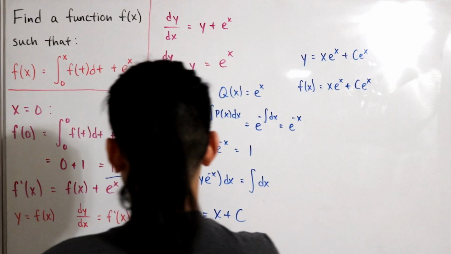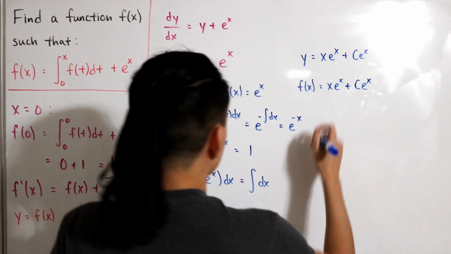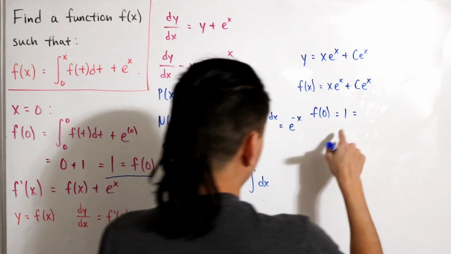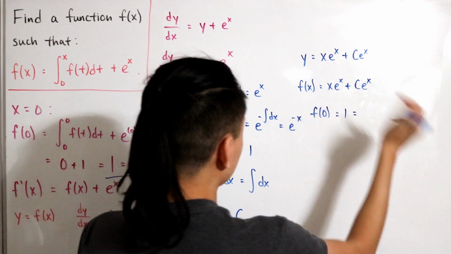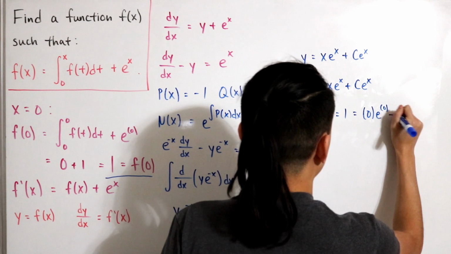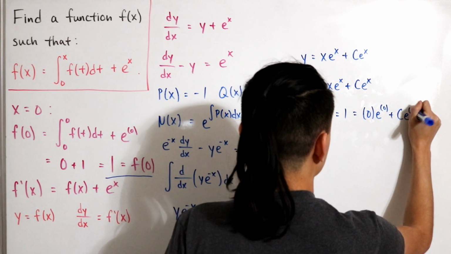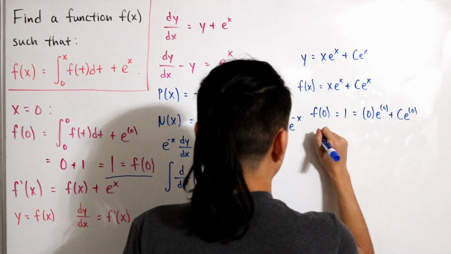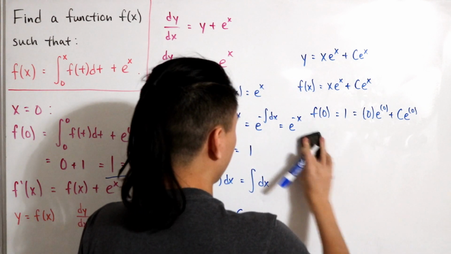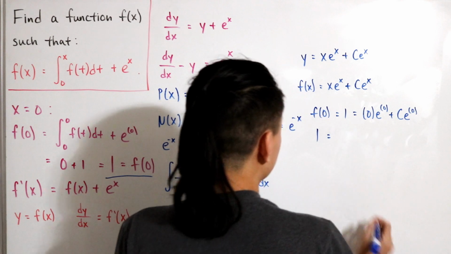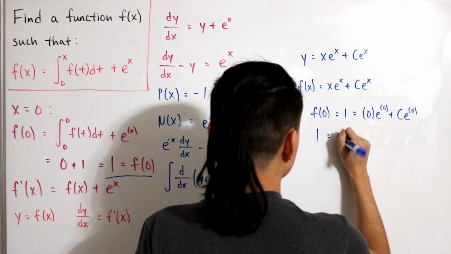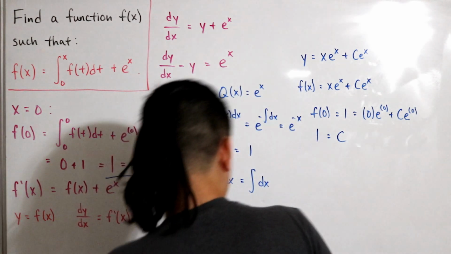Notice that we just found our little initial condition saying f of 0 is equal to 1. So we could just plug that back in. So f of 0, set that equal to 1, and plug in 0: this is 0 times e to the power 0, add c times e to the power 0. So 1 is equal to 0, and then e to the 0 is 1, so that's c. So that's what we got.